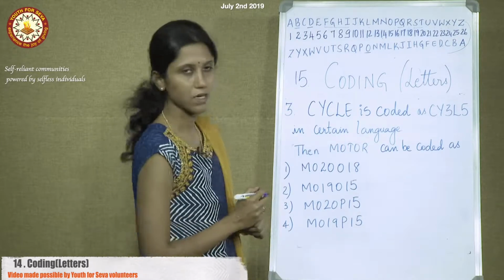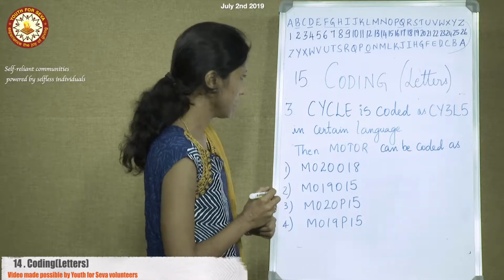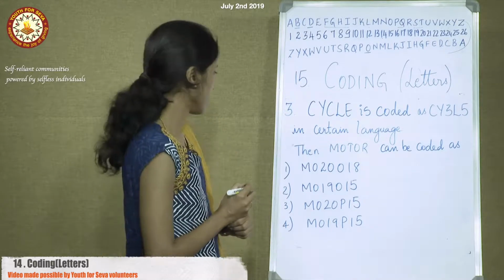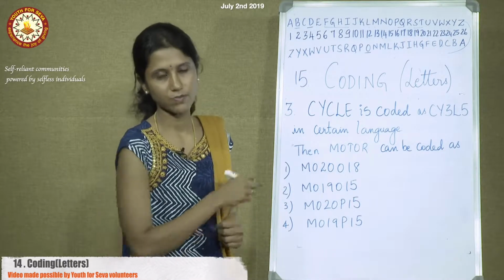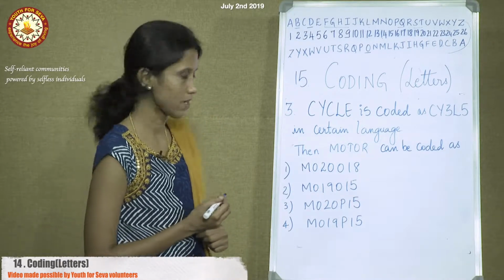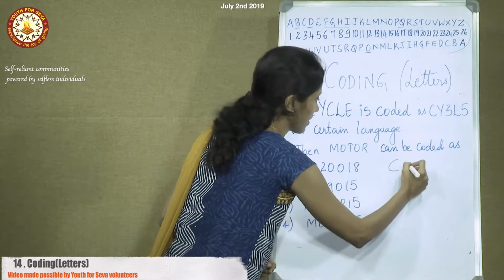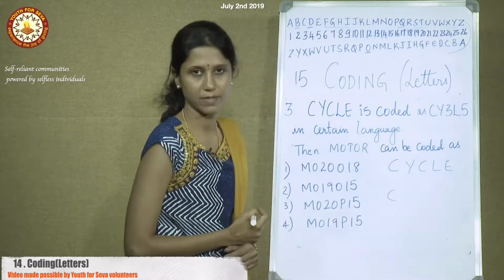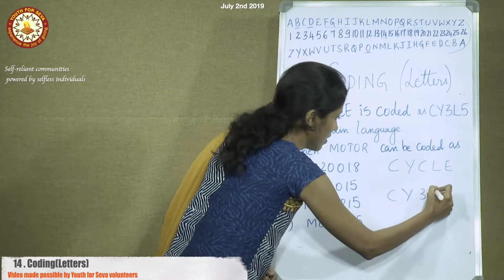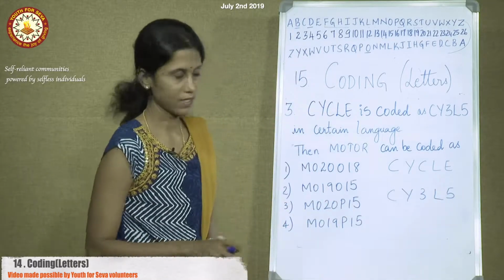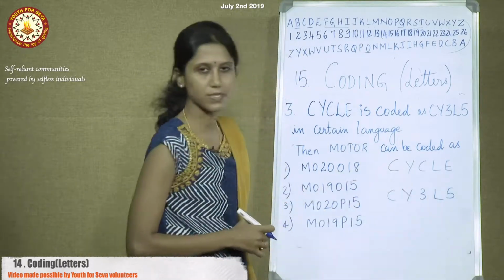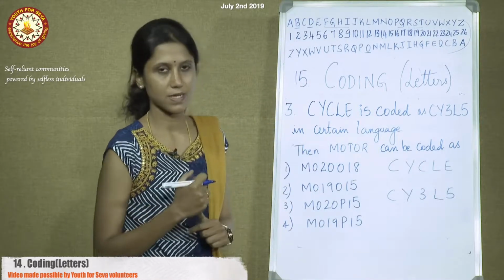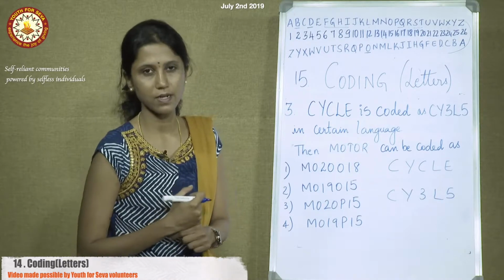The word cycle is coded as CY3L5 in a certain language. Then motor can be coded as. So we have to choose the most appropriate option now. Cycle, if I write the word cycle here and below this only I'll write the coded one, that is CY3L5. You can just observe most of the letters are retained. The letter C is replaced with 3 and the letter E is replaced with 5. Whenever numbers and letters are associated, check with the position.